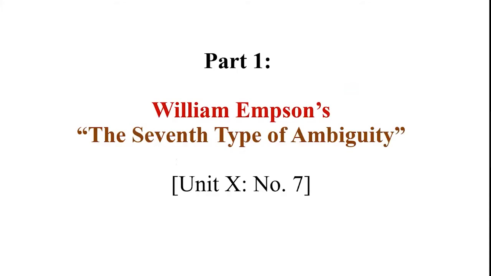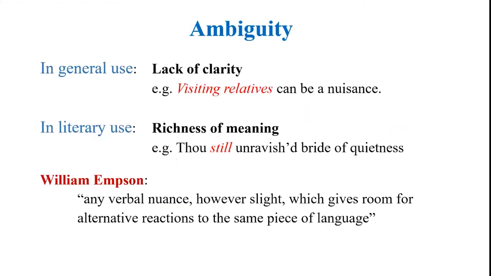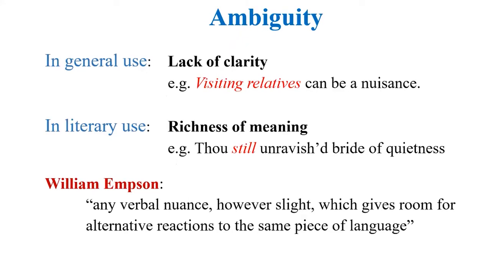So part one, William Empson's Seven Types of Ambiguity. The first question is, what is ambiguity? When we say ambiguity, it means vague or unclear, confusing. In its general use, when you say something is ambiguous, it is vague and confusing. So the word ambiguity has a negative connotation generally.